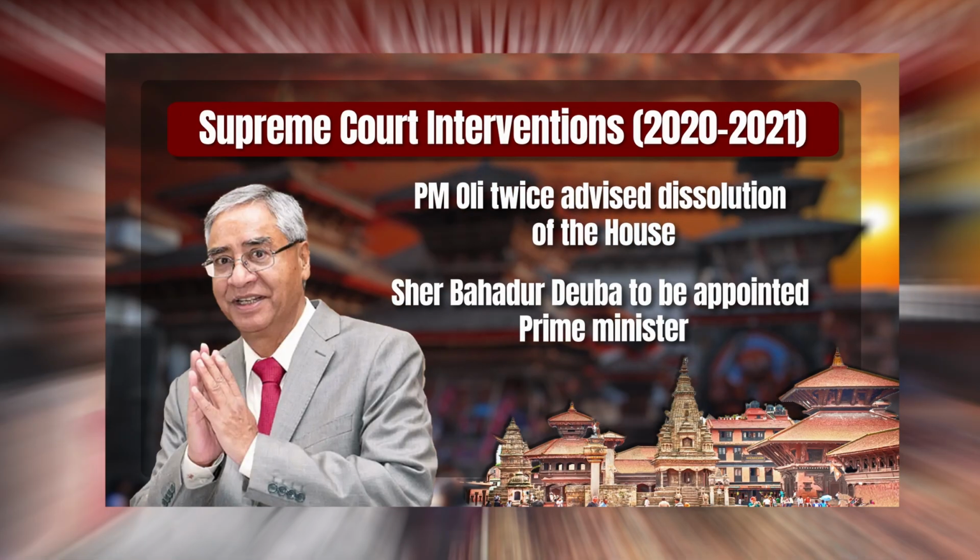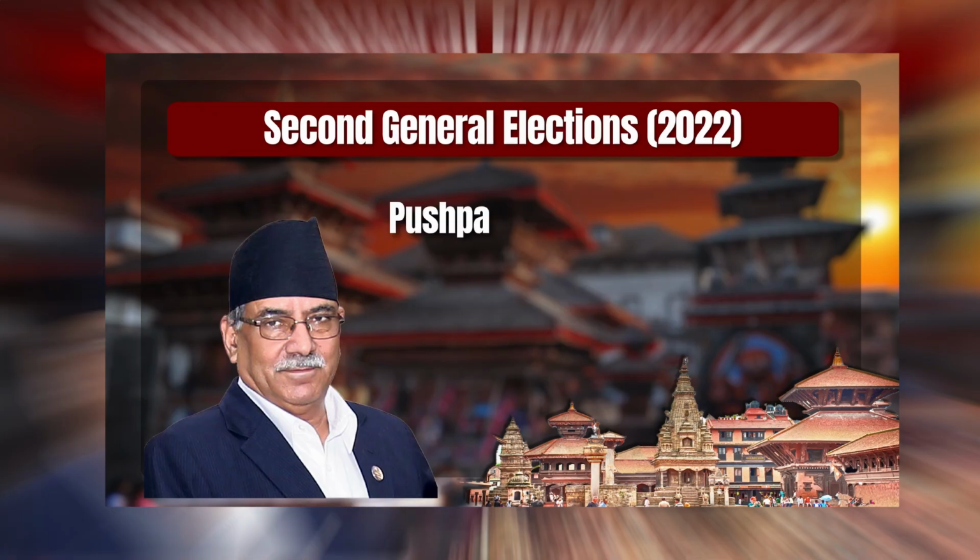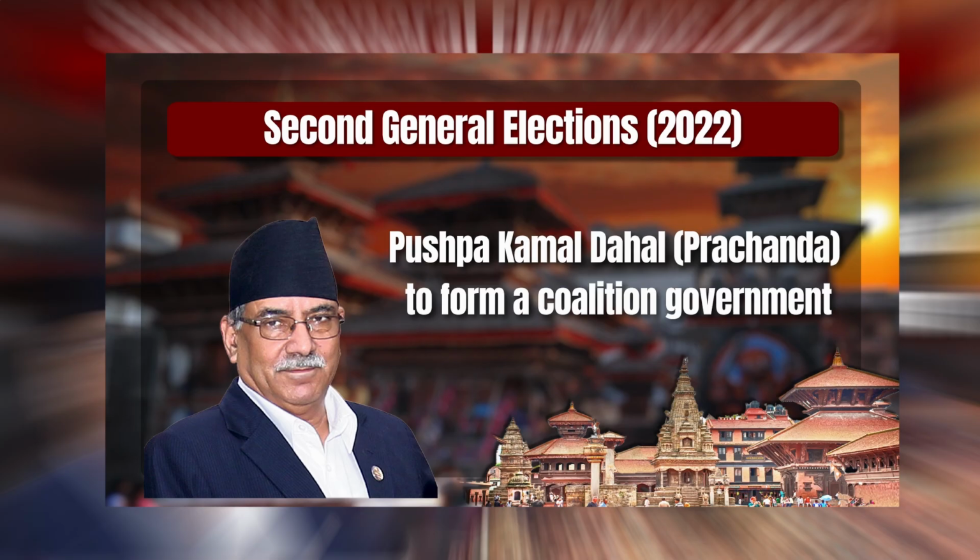PM Oli twice advised dissolution of the House in December 2020 and May 2021. The Supreme Court restored parliament each time and in July 2021 ordered Sher Bahadur Deuba from NC to be appointed Prime Minister. The November 2022 elections produced a fragmented House. Subsequent bargaining saw Pushpa Kamal Dahal Prachanda form a coalition government, switching partners more than once during 2023.